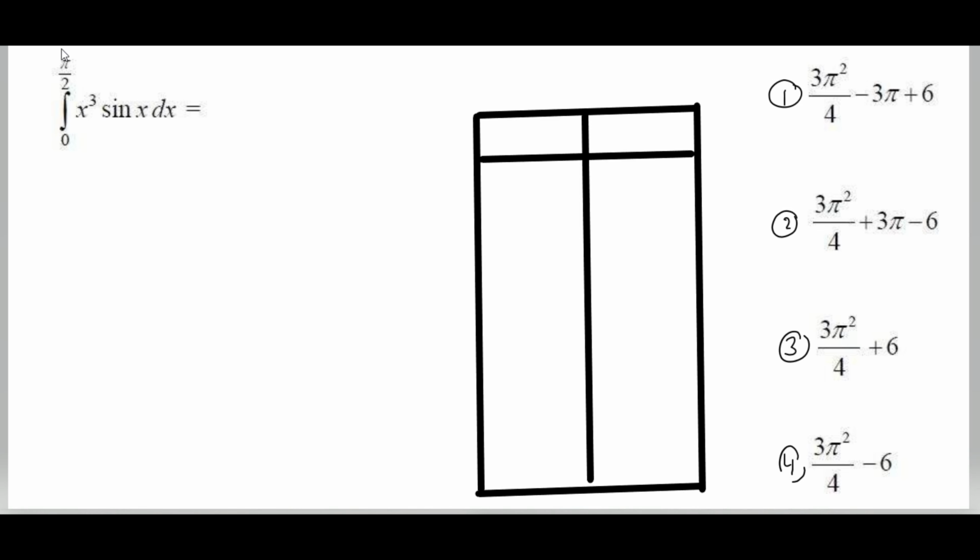Integration of 0 to pi by 2 x cube into sin x dx. Here is x cube into sin x. One is algebraic term, second one is trigonometric term. This is using method as DI method. First we take this is x cube and this is sin x, and take differentiation of x cube and integration of trigonometry term sin x. So derivative of x cube is 3x square and the derivative of 3x square is 6x and the derivative of 6x is 6 and the derivative of 6 is 0.